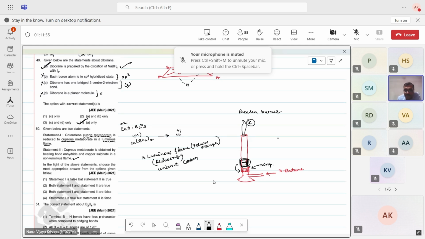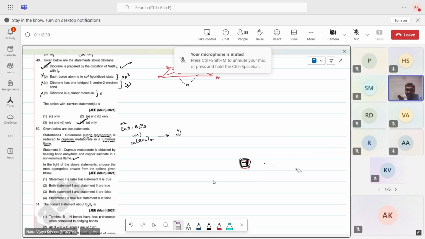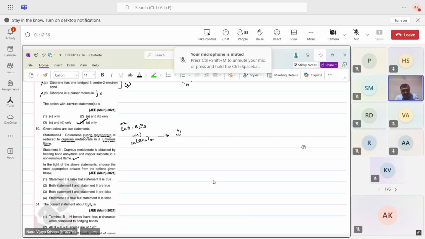A non-luminous flame, complete combustion flame, is called an oxidizing flame. A luminous flame is called a reducing flame. If you understand this, this concept is over. Clear, sir? Sir, based on this, we are getting different colors on that borax. Yes, in the borax bead test also you are going to get different colors. Right? Now see this. I want to show one more idea, because this is present in your NCERT lab manual also. That's why I want to show this.